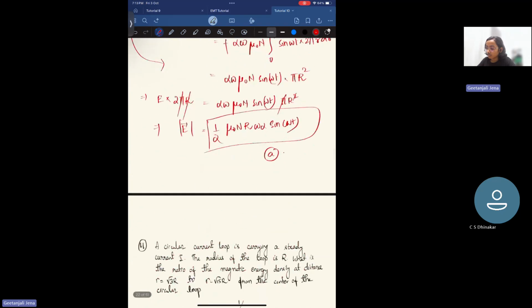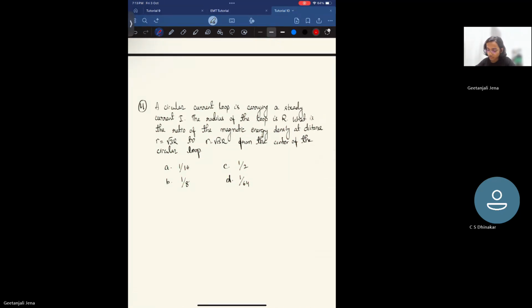Okay, so let us see question number 11. Question number 11 is also quite easy. There is a circular current loop which is carrying a steady current I. The radius of the loop is R. What is the ratio of magnetic energy density at a distance z equal to root 3 R to z equal to root 15 R from the center of the circular loop? For this case, you need to calculate the magnetic energy density.